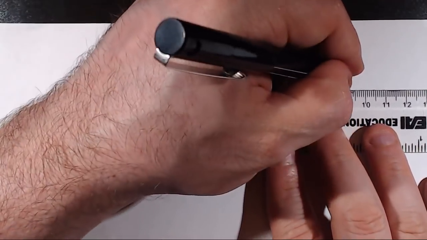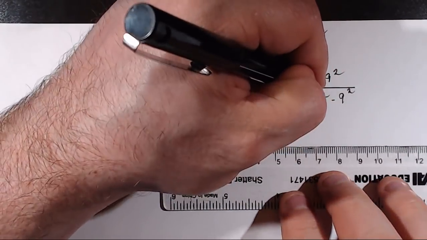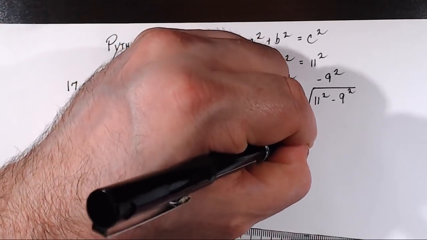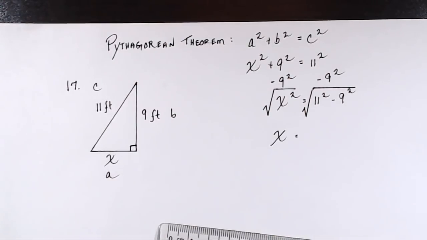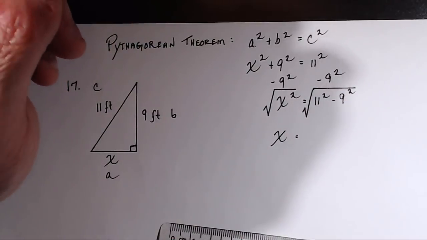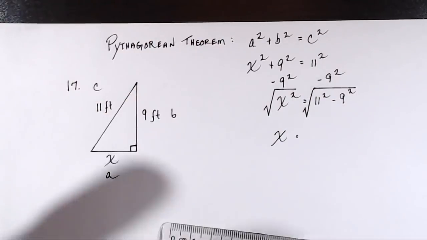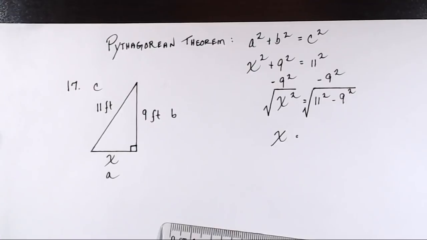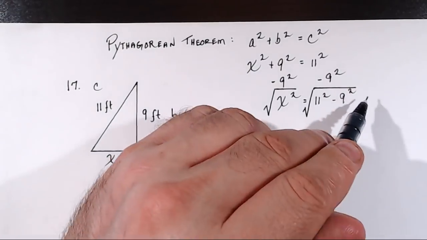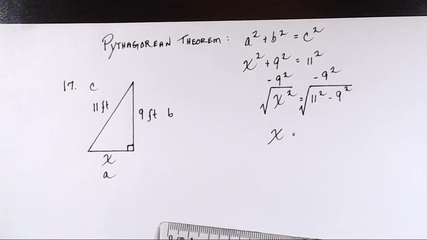Okay. Now when we take square roots, and the way I've been showing you guys to do this, when you take the square root of x squared, you just get x. So what does x equal? X equals the square root of 11 squared minus 9 squared. So rather than actually multiplying all that out and subtracting it, I want you to think about what you're doing, right? You're squaring 11, and then you're squaring 9, and you're taking the difference.